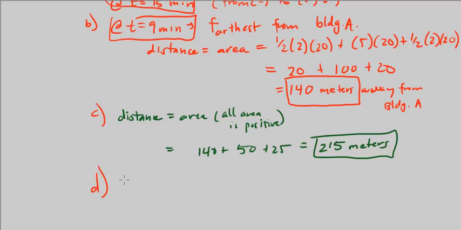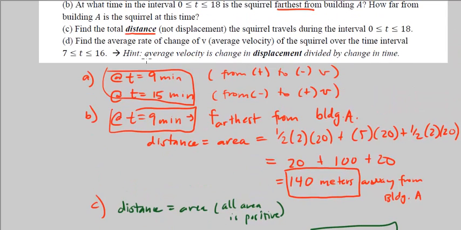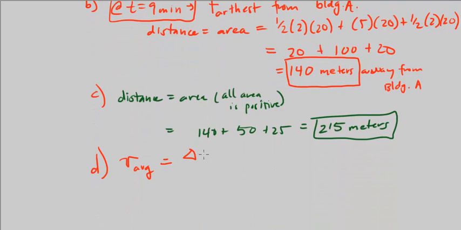Okay, part D asks to find the average rate of change of v, so the average velocity, so v average. And in the hint it says, what does the hint say exactly? The average velocity is the change in displacement divided by the change in time. And we're looking at the change in time between 7 and 16. So let's go ahead and write that change in displacement, over change in time.